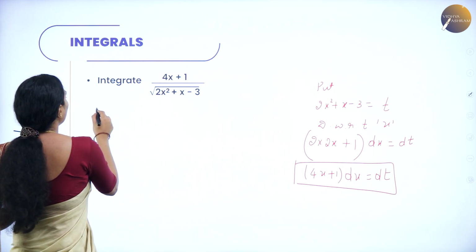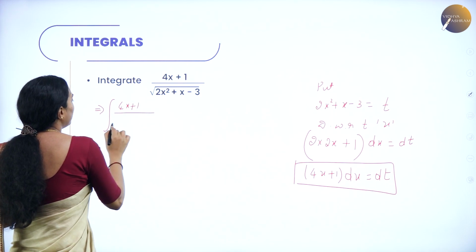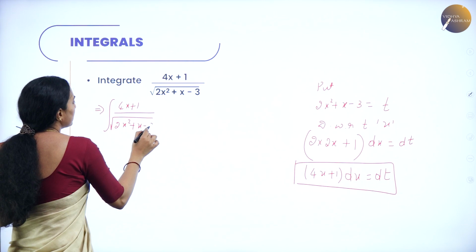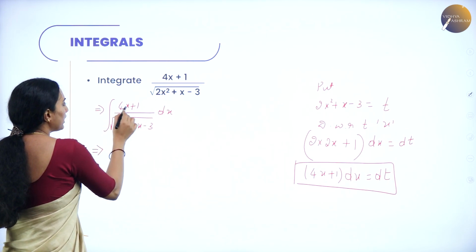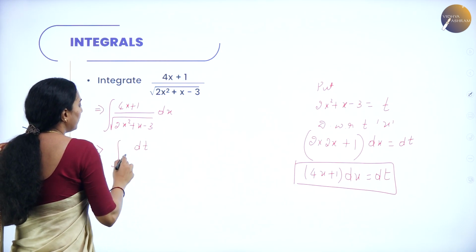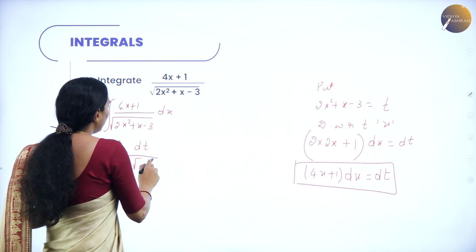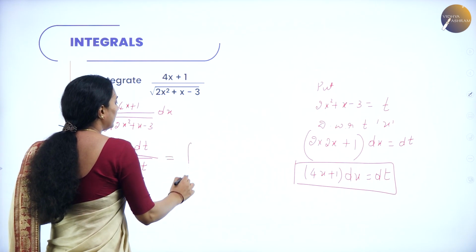Let me write this symbolically first, which implies 4x plus 1 divided by under the root of 2x squared plus x minus 3 into dx, which is given by 4x plus 1 into dx, which is nothing but dt. So integral of dt divided by this we have taken as t. Therefore under the root t you are going to get it. Now you can integrate this one easily.